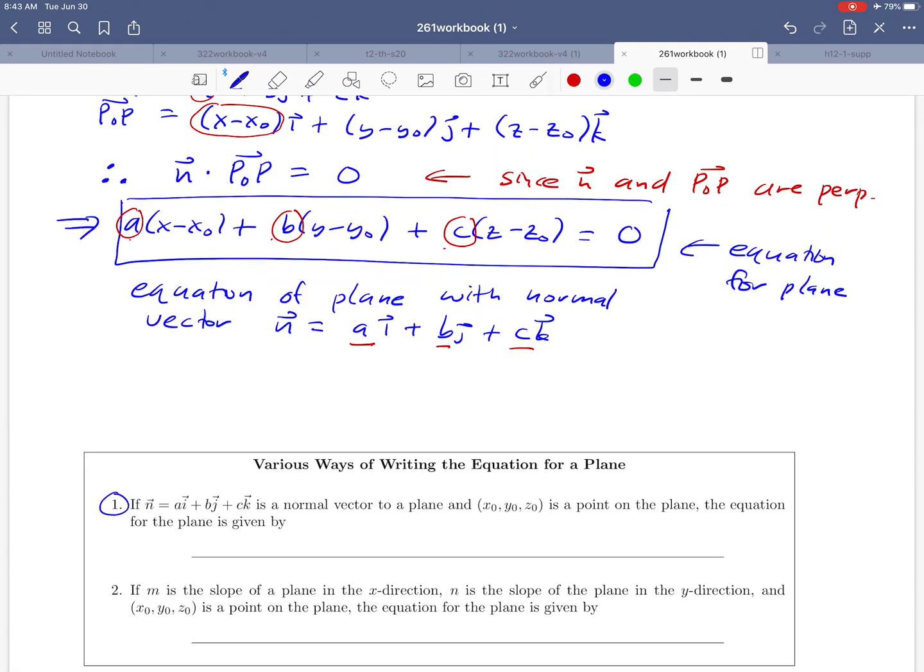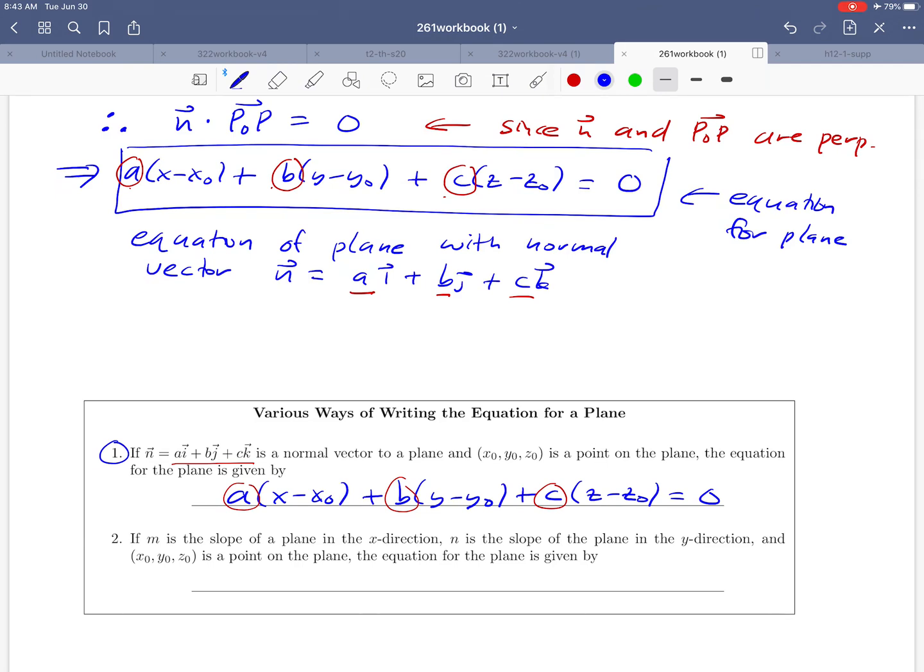So, 2 points that we'd like to make here. If n equals ai plus bj plus ck is a normal vector to a plane and x0 is a point on the plane, then the equation of the plane is, and we're just going to rewrite the formula that we derived above. That's the equation. And again, I remind you of the significance of the a, b, and the c. Those are the components of the normal vector to the plane.